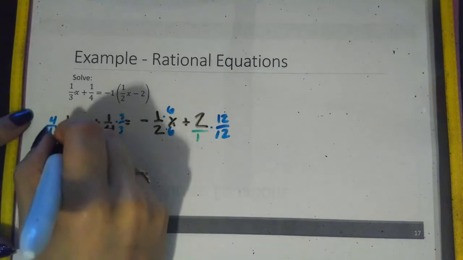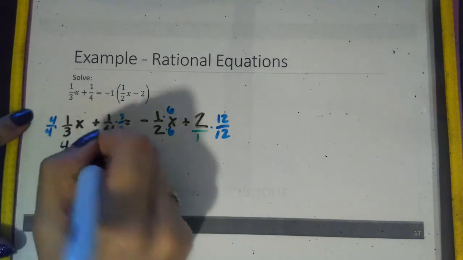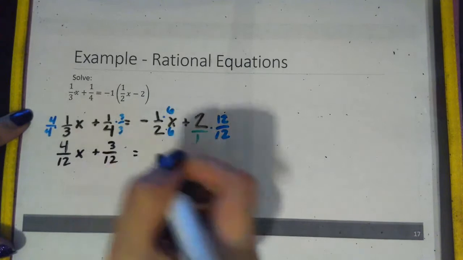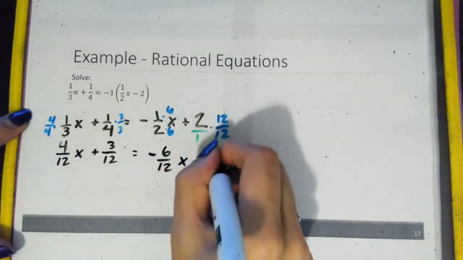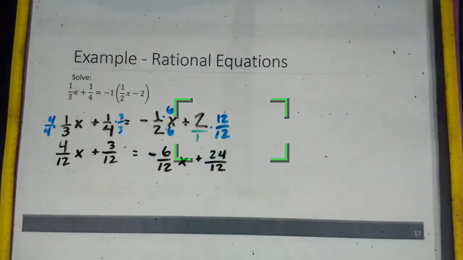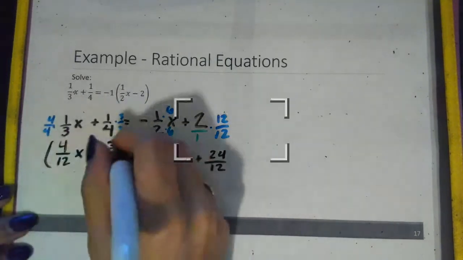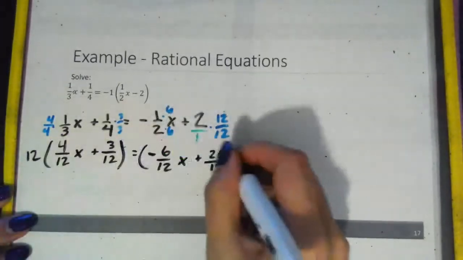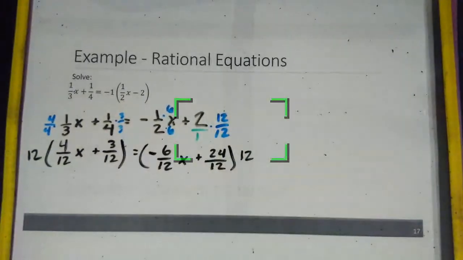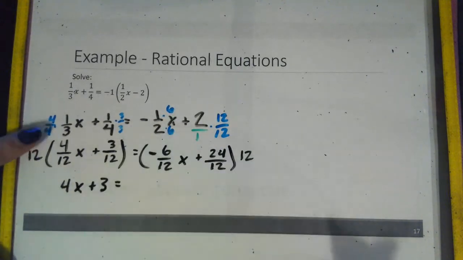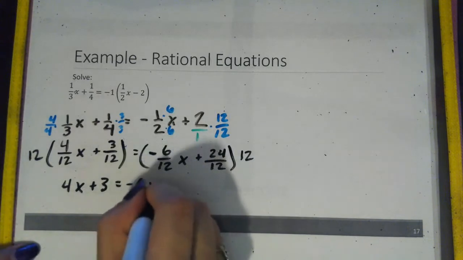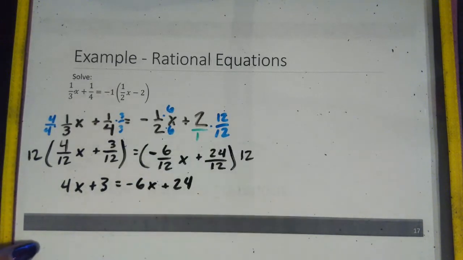That will leave me with 4/12 x plus 3/12 is equal to -6/12 x plus 24/12. That way all of my terms have a denominator of 12, and then I can multiply both sides of my equation by 12, and that 12 divides out all my denominators. Poof, no more denominators. I'm left with 4x plus 3 is equal to -6x plus 24.